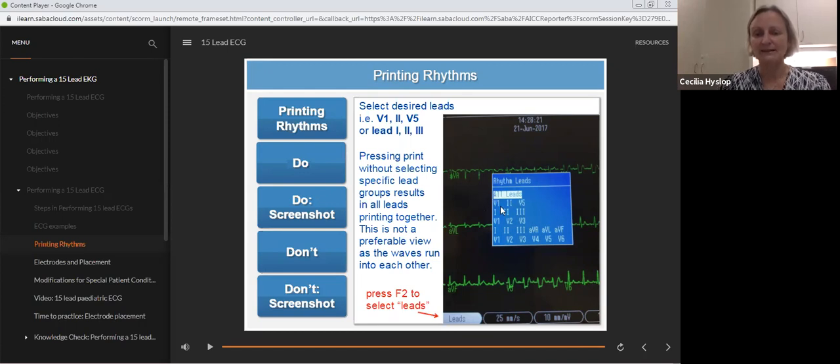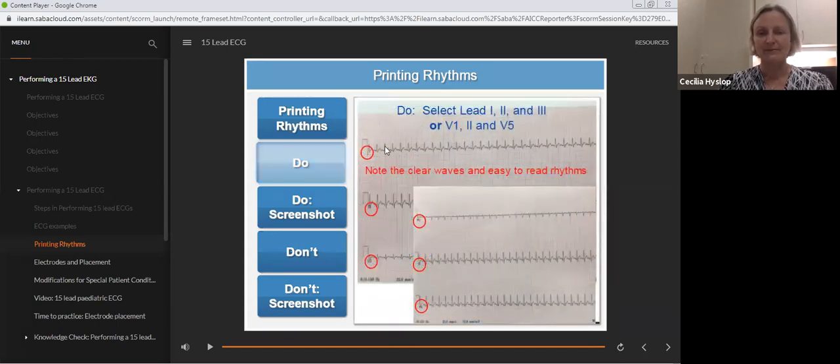So we want you to select either V1, lead 2, V5, or lead 1, 2, or 3. So this is the limb leads, and this V1 and V5 are the chest leads with one limb lead in the middle. On the machine, we're going to press leads, and we're going to specifically select when we want to do rhythms. Rhythms are not stored to the Muse database, they just print at the bedside. So we'll pick either this or this versus all leads.